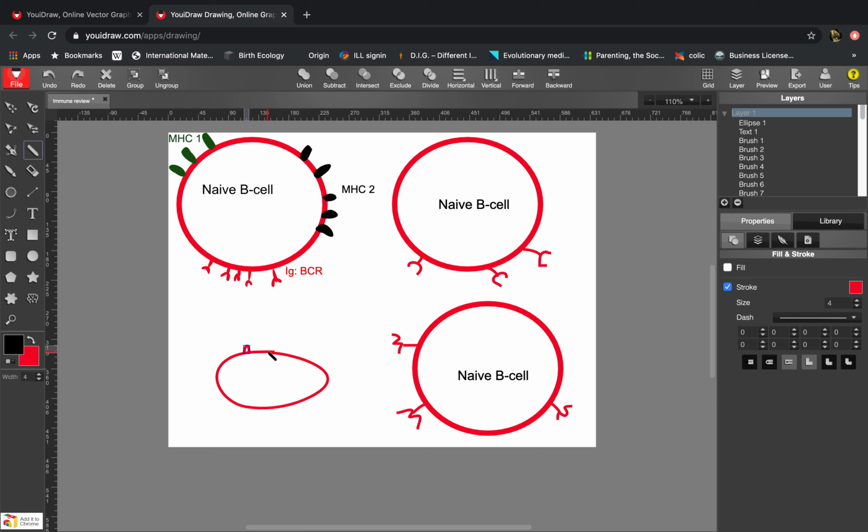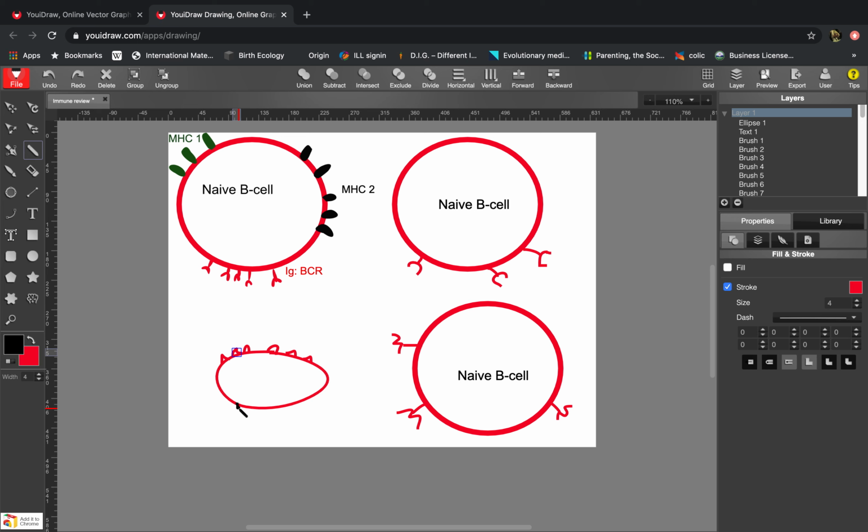So there are some antigens of this shape on the surface of this pathogen. I'm trying to draw these antigens on the surface so that it looks like they match with these B cell receptors right here. I know that it's imperfect, but that's what I'm attempting to do.